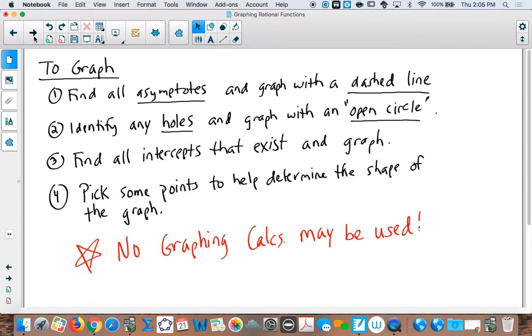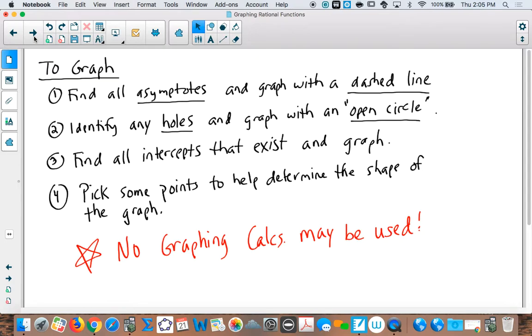We are basically ready to graph. In terms of graphing and making sure that you have everything you need, and to do the least amount of work possible to make the graph look good enough, my suggestion is to find all the asymptotes first. We're going to graph them with a dashed line. Graph any holes with an open circle.